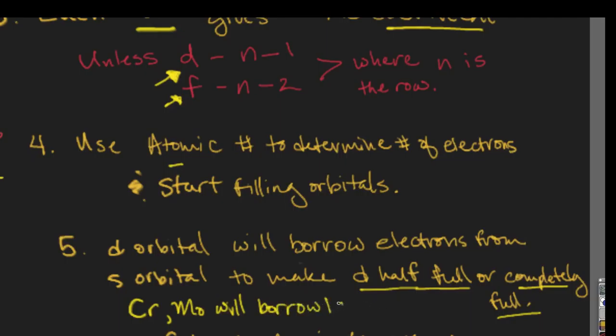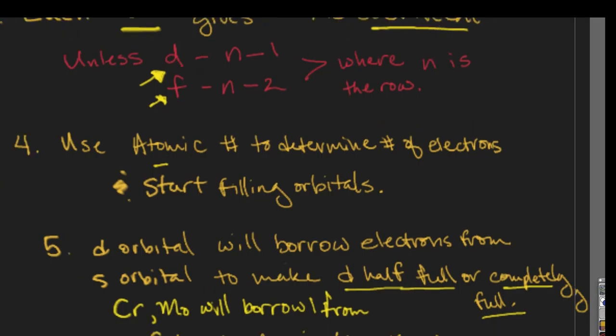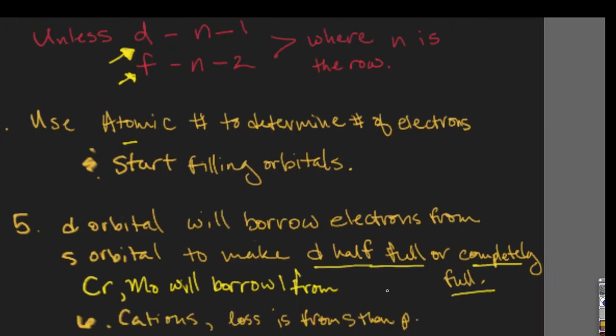So it'll look like 4s1 and then 3d whatever, or 5s1 and 3d whatever, 5 I guess in this case. Or if we were to look on the completely full end, that would be something like platinum, palladium, silver, gold. All these guys will borrow from the d.